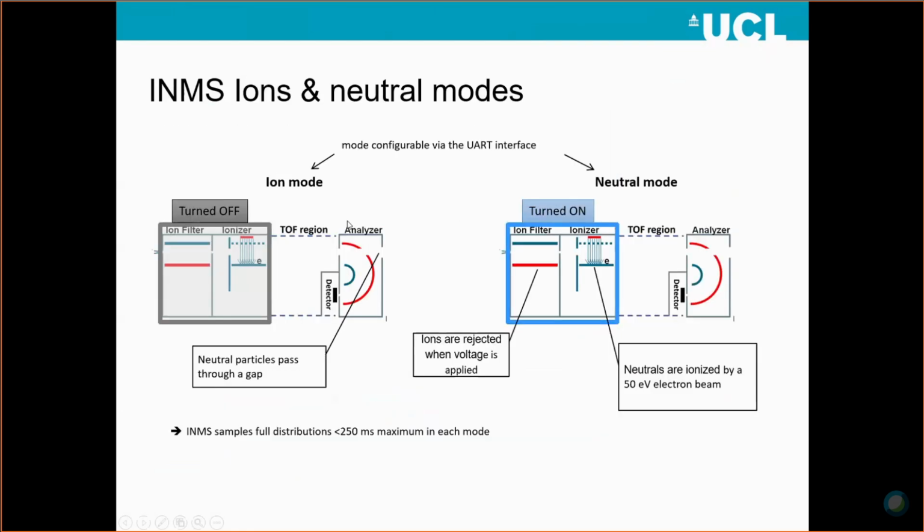I did mention the ping pong operation. When that element is turned off, you're in ion mode. Ions and neutrals go through, but the neutrals don't get ionized, so they go straight through. Then we pong into the neutral mode, where this element is turned on, so the ions are rejected and neutral particles make it through.